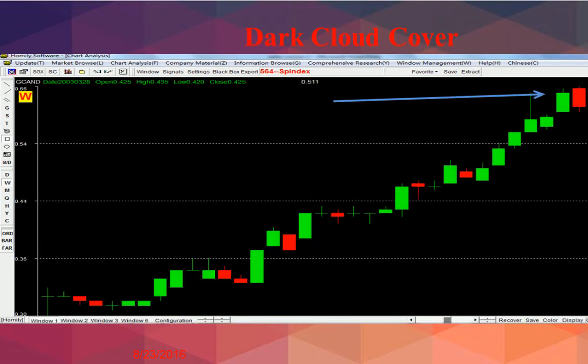Then we can see the next one. This is the dark cloud cover. What's the difference between dark cloud cover and the bearish engulfing? So we can see here, this is the bearish candlestick, the bullish candlestick. The body of the bearish candlestick covers half of the bullish candlestick. Not the whole candlestick, only half of the bullish candlestick. So here is dark cloud cover. This one is also not good. If you see this candlestick appears at the top, you should prepare to sell, okay?